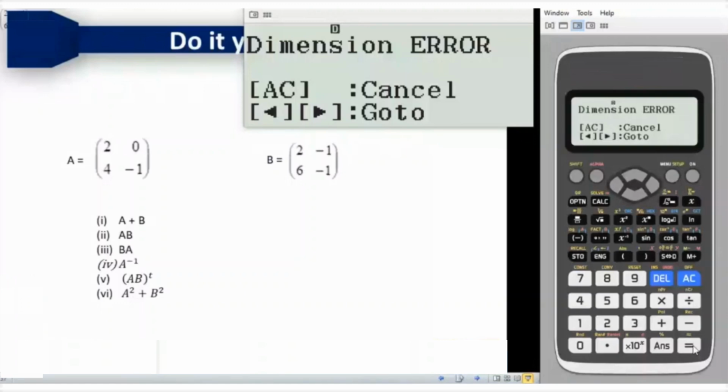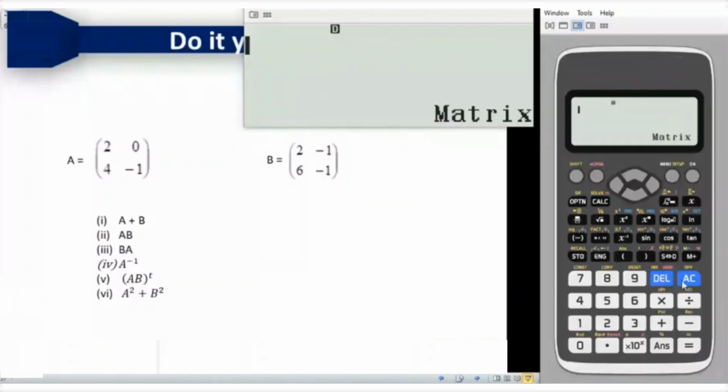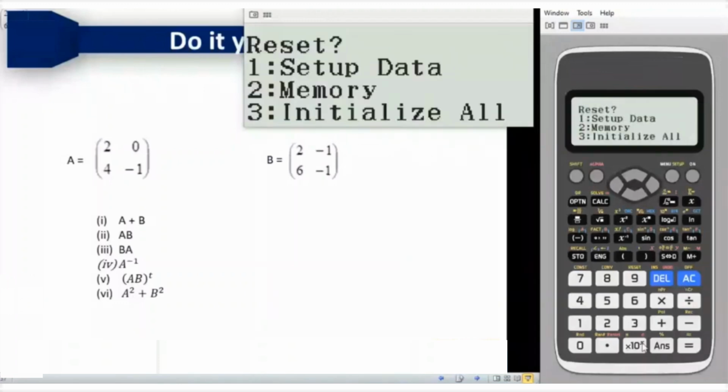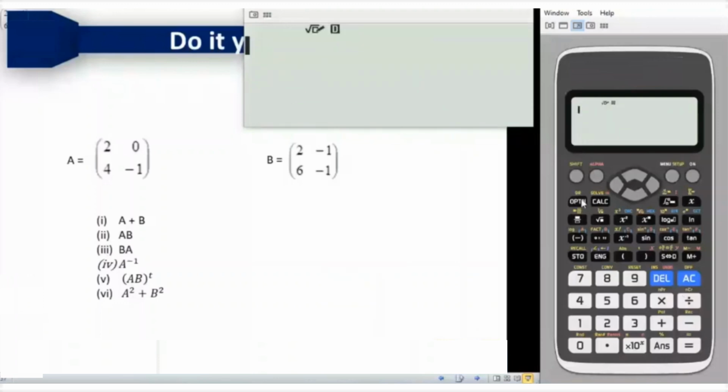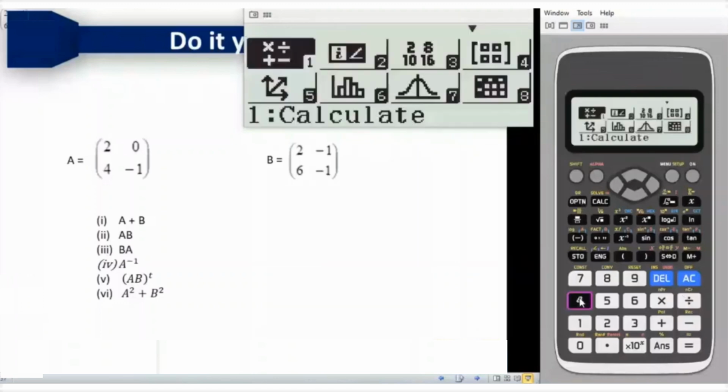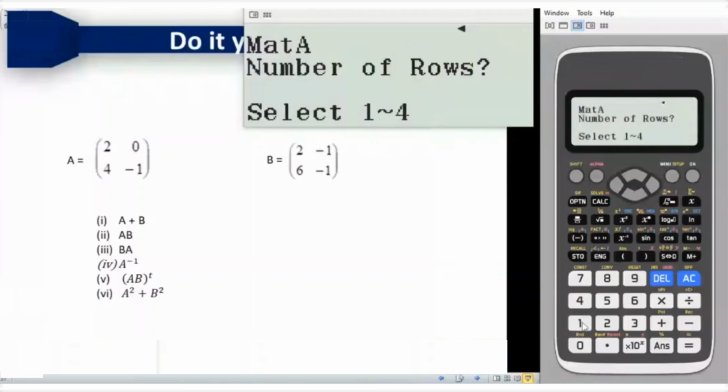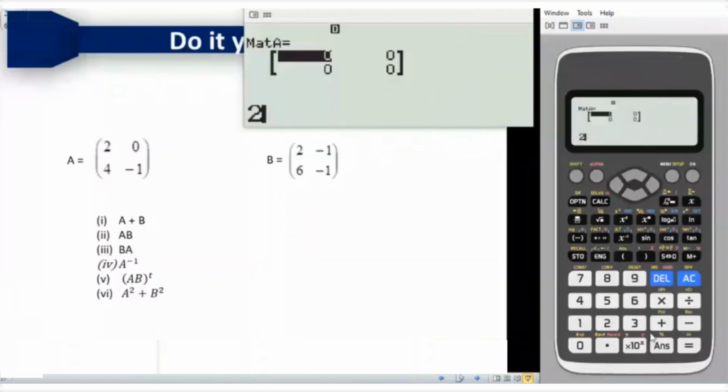So if you perform something which is not mathematically correct, you will get this dimension error. All right, so I will solve this question so that you can verify your answers. Before I do that, I will clear my screen and memory, and that's done. Now first I will go on to the menu. I will press 4 to enter the matrix mode. I press 1 to enter matrix A. It is a 2 by 2 matrix. I press 2 equals, 0 equals, 4 equals, minus 1 equals.